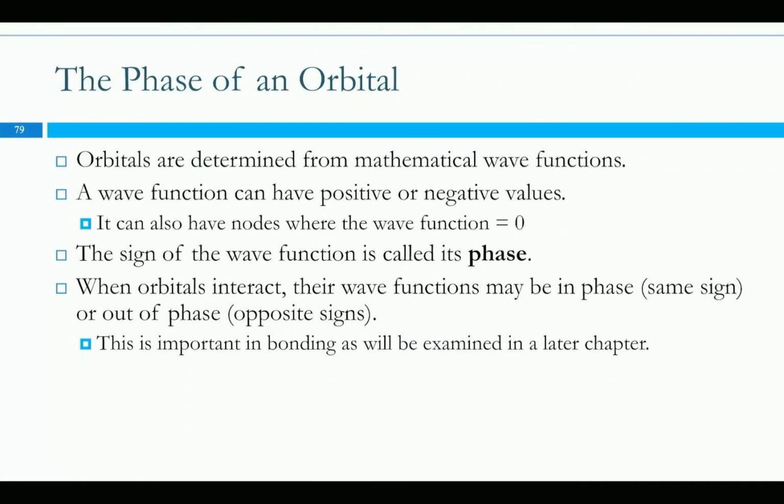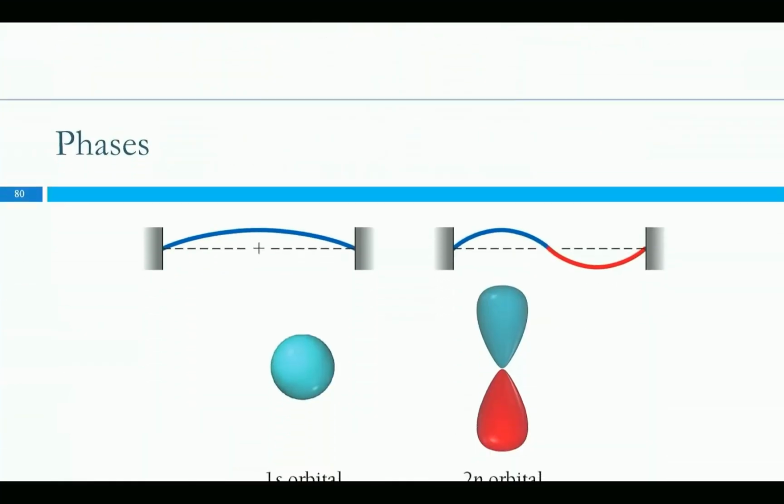Again, these are mathematical wave functions. So they are just calculated. And for each of these wave functions, you can have a positive or a negative value. Or you can have nodes where the wave function equals 0. And so the sign of the wave function, whether it's positive or negative, is called its phase. So orbitals can interact where their functions are in phase, or they can interact and be out of phase. Talk more about that later. But when things react, it's these orbitals being either in phase or out of phase, and the way that they interact and construct new wave functions, and energy levels change.